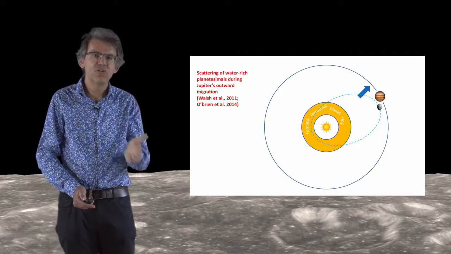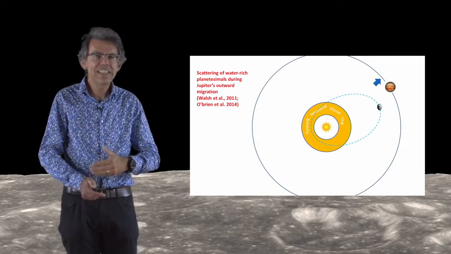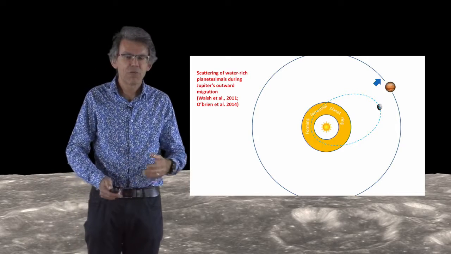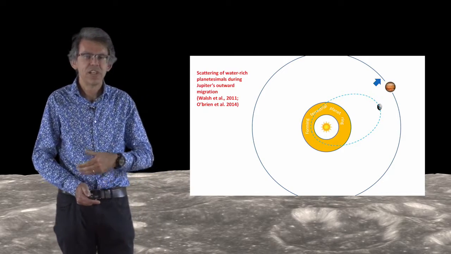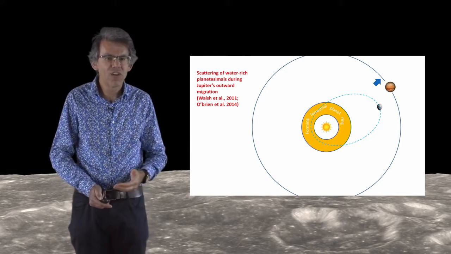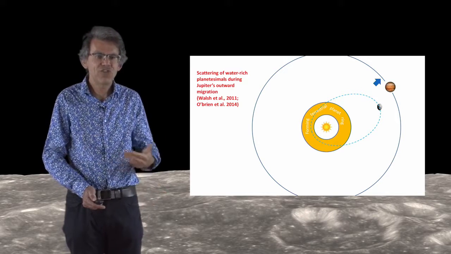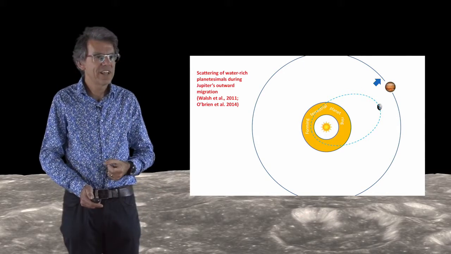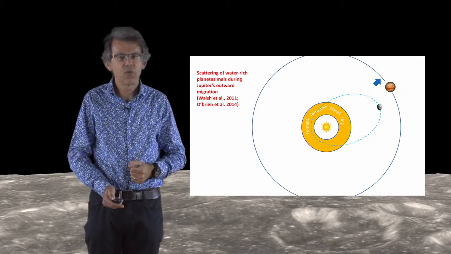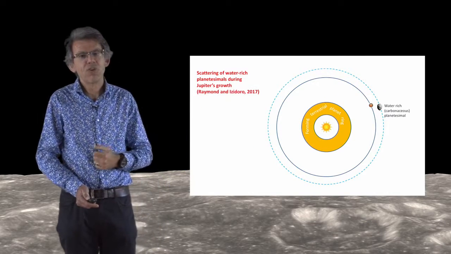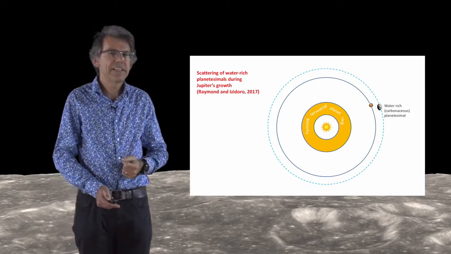But Jupiter continues its outward migration, and this decouples the orbit of Jupiter from the orbit of these scattered planetesimals. So these planetesimals can live much longer, and thus they have a chance to collide with the growing terrestrial planets and deliver their water. We have seen in part 4 that it's not sure that Jupiter migrated outward.